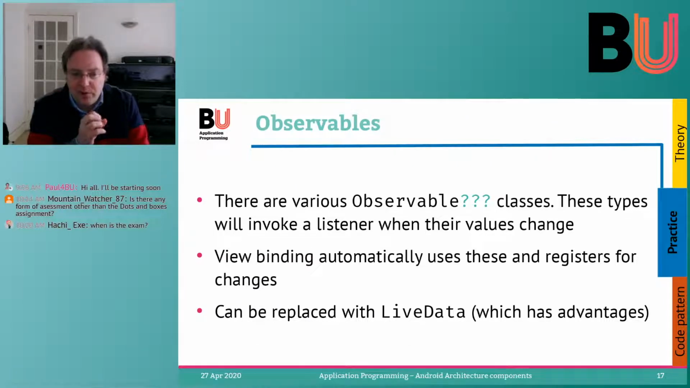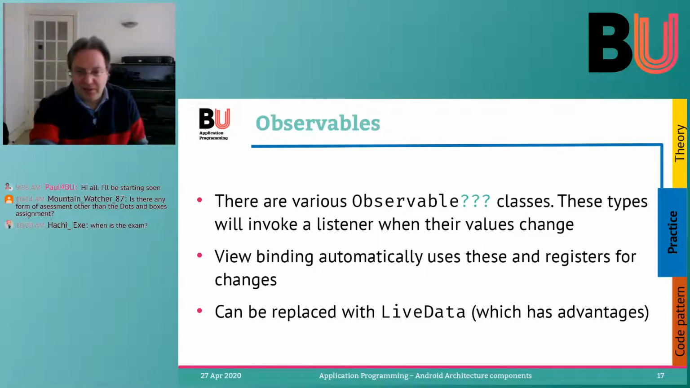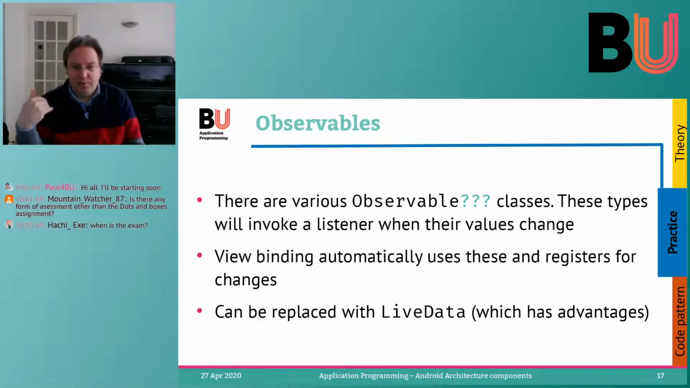Then observables. There's ObservableInt, ObservableString, ObservableParcelable, and many other classes. Basically, these are designed particularly for data binding, and these classes are wrappers for their underlying data type, and if you change the value, they will invoke a listener. Data binding knows about these types, so if you set a property to an observable string, it says, okay, I know this is a special thing, so it will register itself to observe that object and update the actual set value. It will get the values out of the observable to actually use.